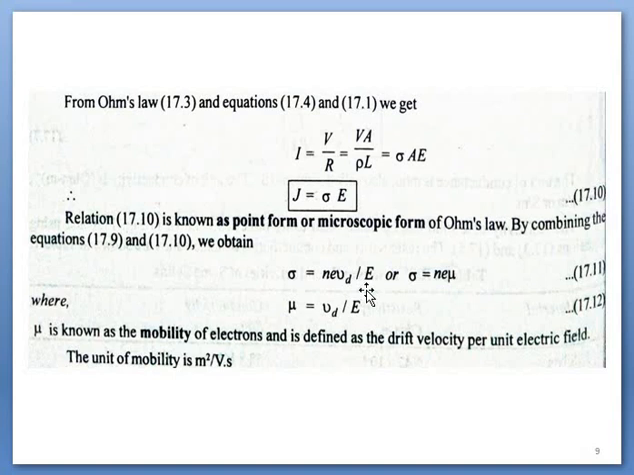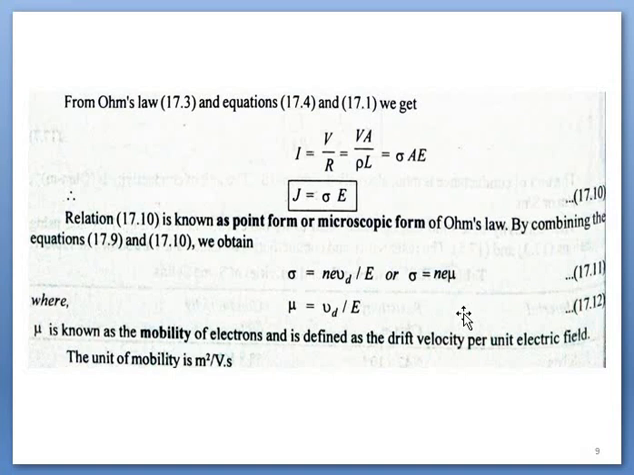We know that v_d upon E, where v_d represents the drift velocity, is equal to mu. Mu is known as mobility, meaning the velocity gained by a charged particle on applying unit electric field. Its unit is meter square per volt second. So if we have the concentration of charge carriers and their mobility, then the conductivity of any material can be calculated.